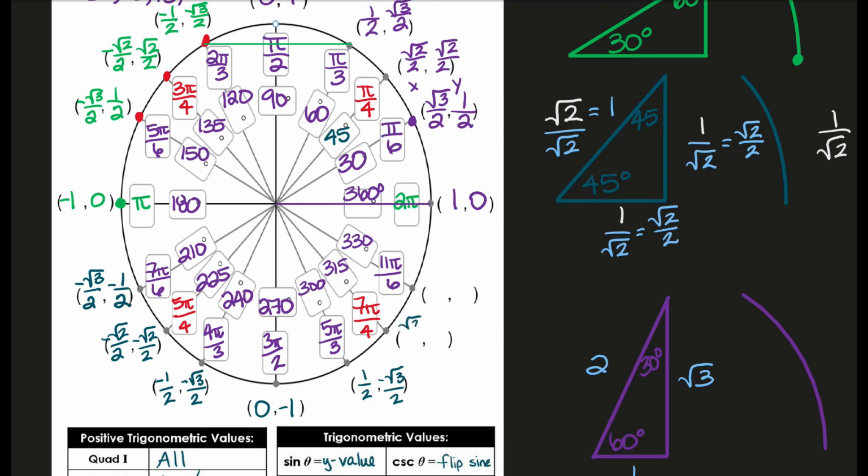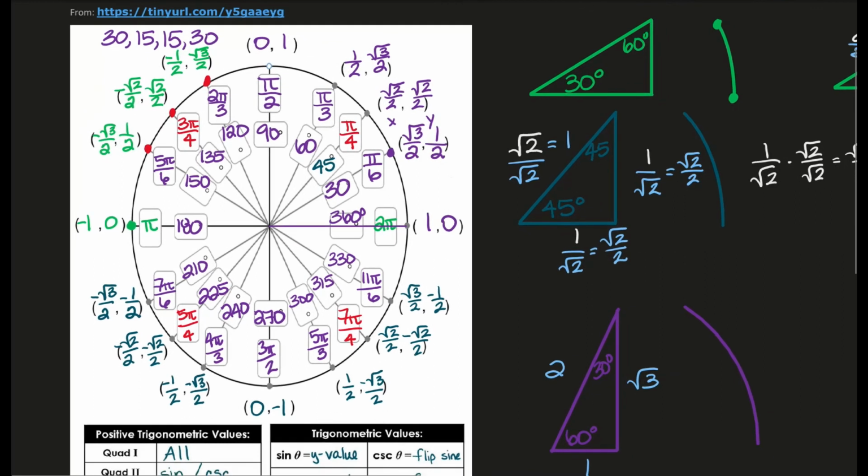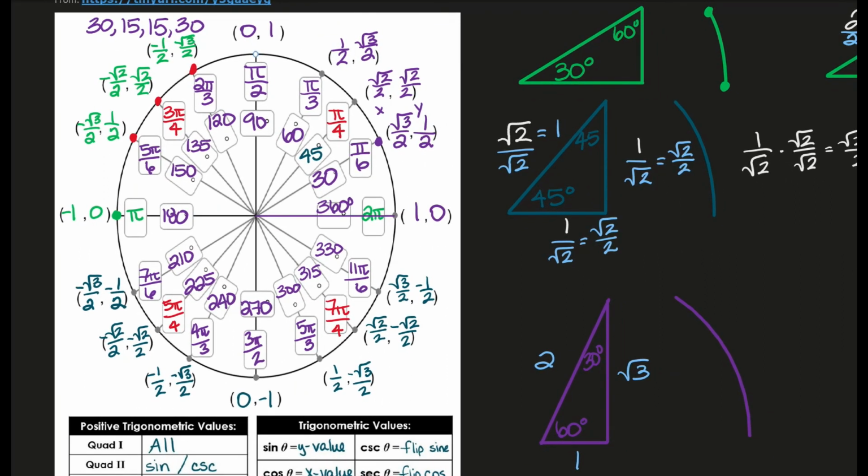7 pi over 4 and pi over 4, same x value. So positive root 2 over 2, reflect over the x, so the y changes, negative root 2 over 2. Same concept here with 11 pi over 6. So this is how you create the construction of your unit circle.